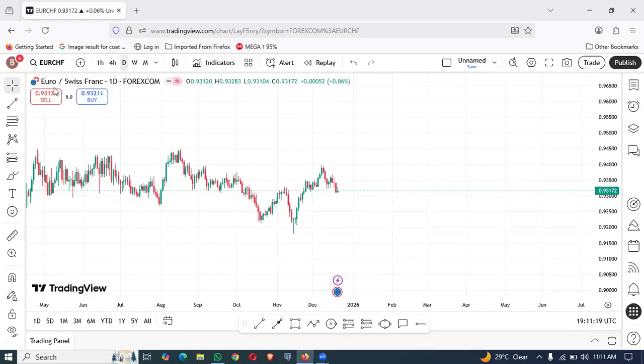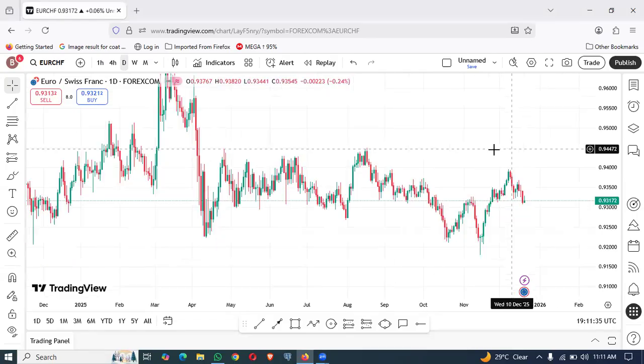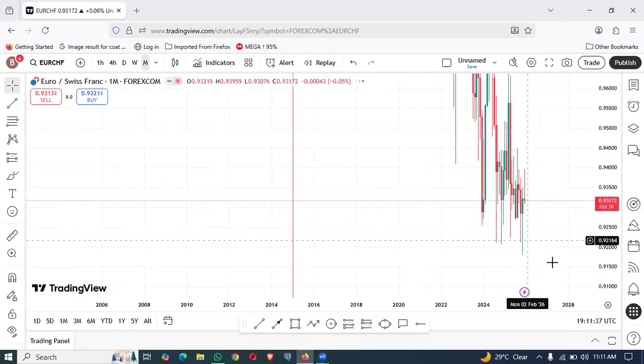So the first pair on that first pair there was Euro CAD. Okay. So when you come to the chart, always check the higher time frame like I told us. Check your monthly.